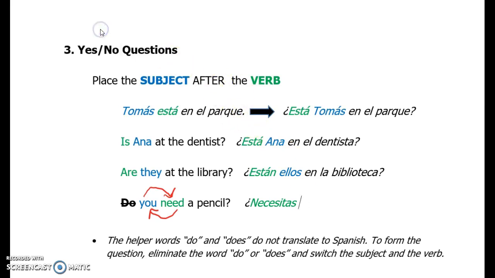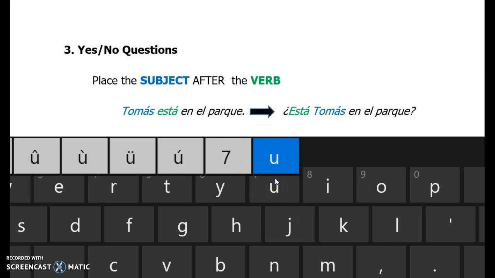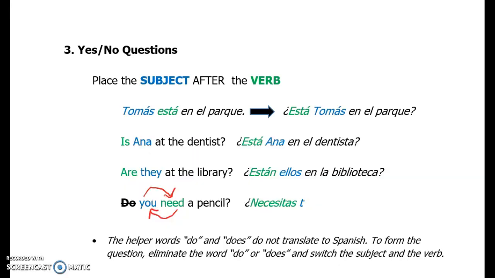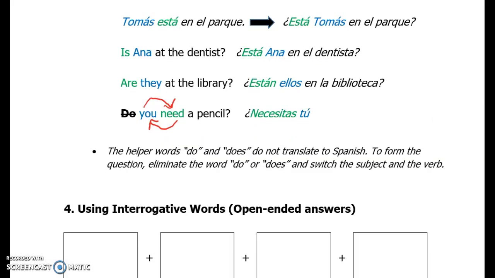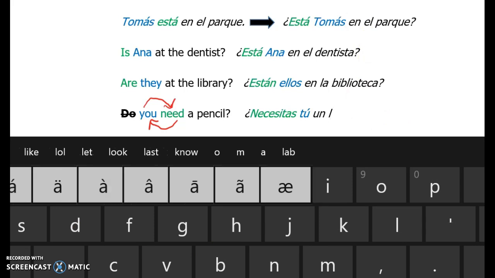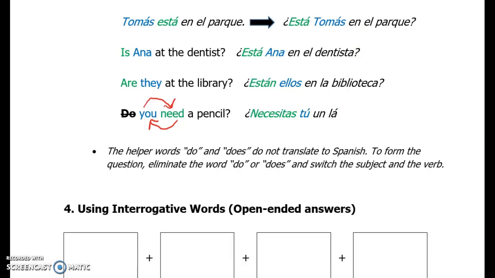All right, we're going to be T, U. I got to pull up my special keyboard to get my U accent mark up there. Okay, there it is. Necesitas tú, so need you. And then we have the rest of our sentence. A pencil, un lápiz. I got to pull my special keyboard again to get my A accent mark. There it is. So necesitas tú un lápiz.